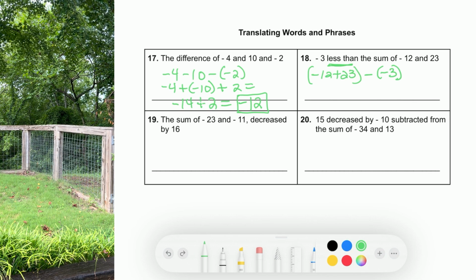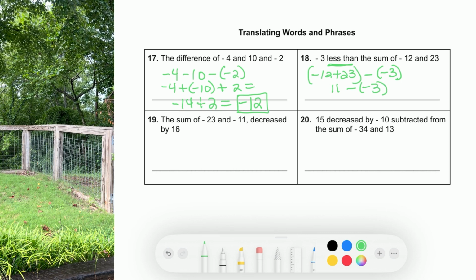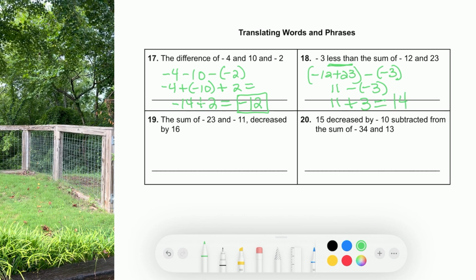Negative 12 plus 23 is going to be a positive 11 minus our negative 3. We need to do keep it, change, change. So 11 plus 3, and we get the answer of 14.